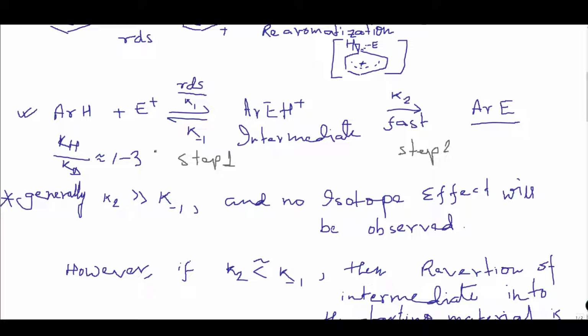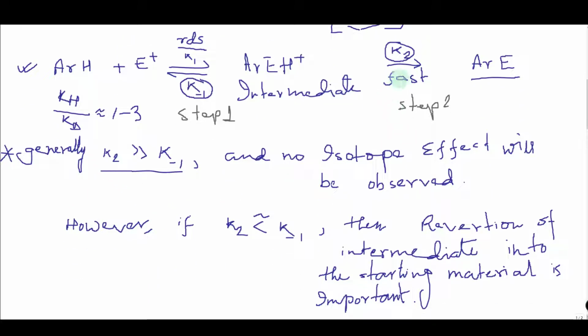Okay, let's consider the two possibilities. Number one is when the rate constant for the second step, which is k2, is very much greater than the rate constant of the backward reaction of step 1, that is k-1. So in this case, the intermediate is rapidly converting into the product. So any reversion of the intermediate into the starting material has no significance in the overall rate for this reaction, since the conversion of this intermediate into the product is much higher than that of its reversion into the starting material. So in this scenario we cannot observe any isotope effect if we replace the hydrogen by deuterium or tritium.